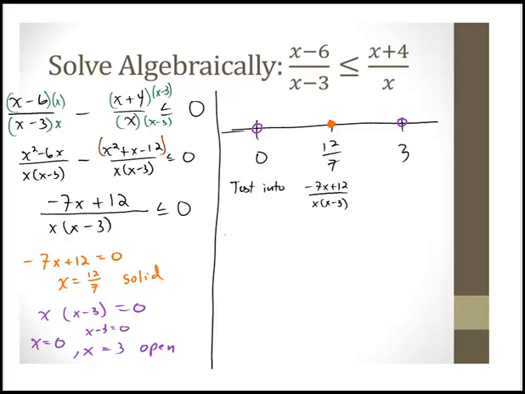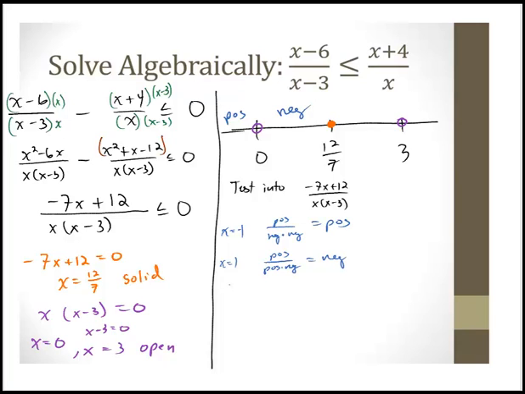Alright, let's test negative 1. For the first interval, negative 7 times negative 1 is 7 plus 12 is positive, over x is negative 1. That would be a negative times negative 1 minus 3 is a negative. Positive over a negative times a negative, that's a positive over a positive, which is positive. Testing between 0 and 12/7, I'll use x equals positive 1. That would give me negative 7 plus 12, that's a positive, over positive times negative, that would be a negative.